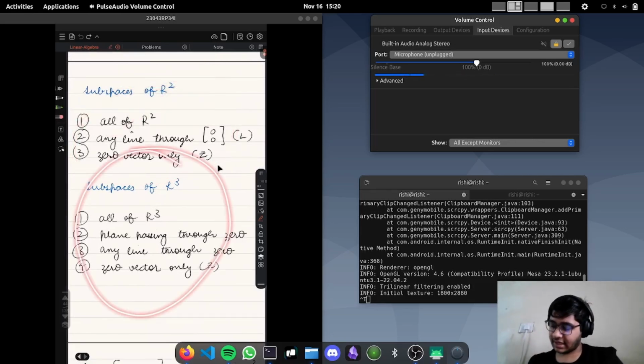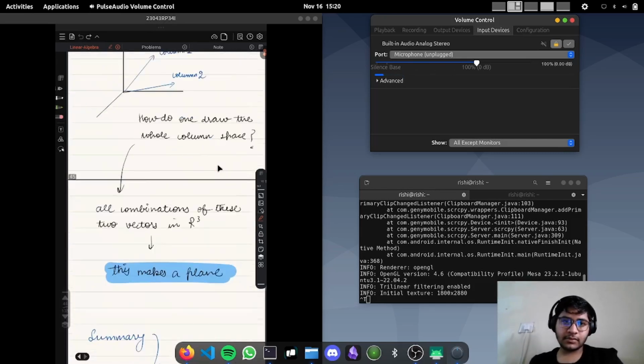Similarly, we have 4 kinds of subspaces in R cube. We have all of R cube, any plane passing through 0, any line passing through 0, and the 0 vector only. Cool.